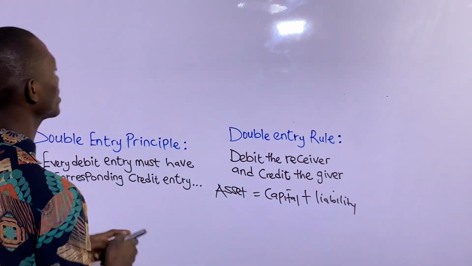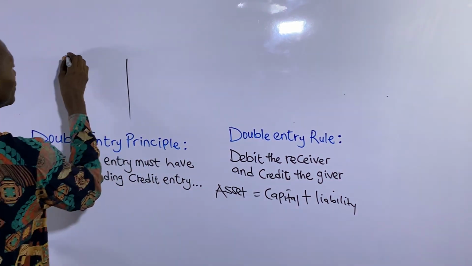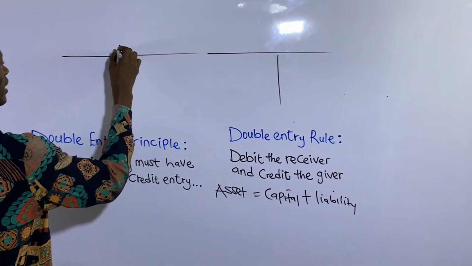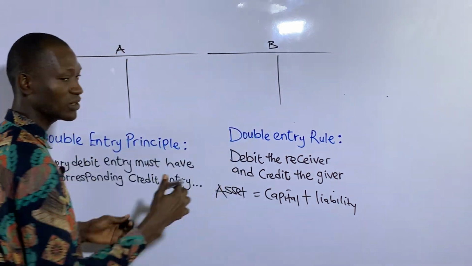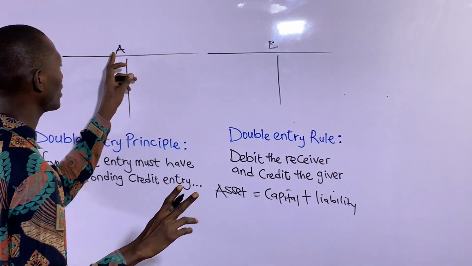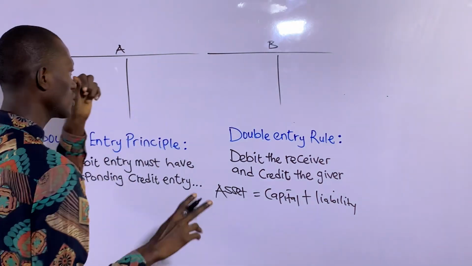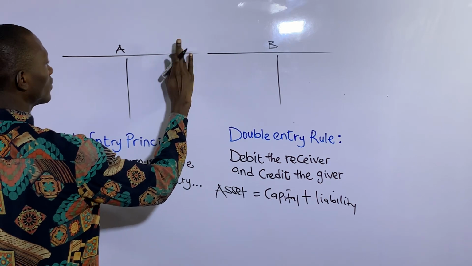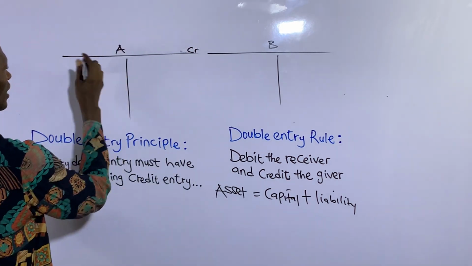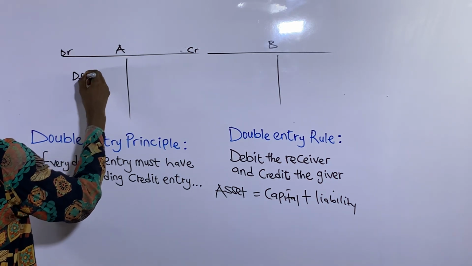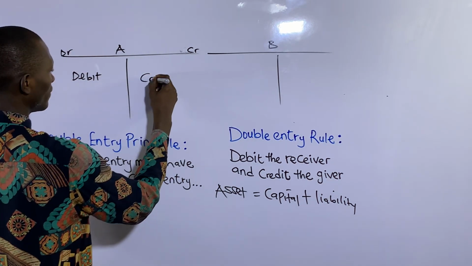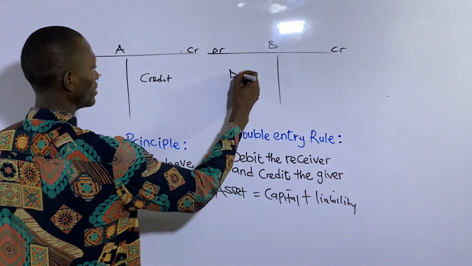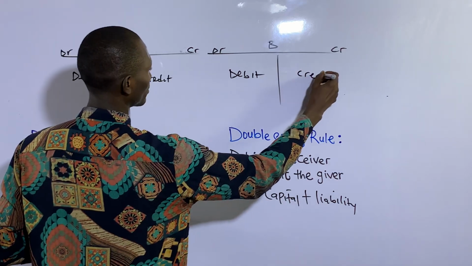what the double entry principle explains is that if we have in a transaction, let's say this is A account and this is B account. In every transaction, you will have two parts, the A and the B parts. This is the credit side for this A account, and this is the debit side. Then for B, you have the debit, then you have the credit.